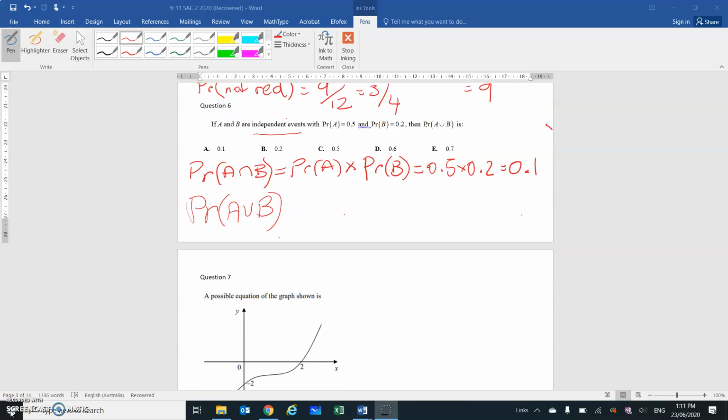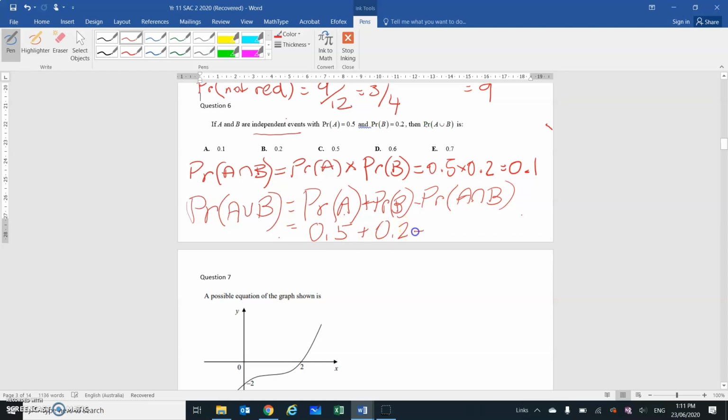So the probability of A union B, you may recall, is equal to the probability of A plus the probability of B minus the intersection, because you can't count it twice. And now you just sub that in. So probability of A we know is 0.5. Probability of B we know is 0.2. Minus the intersection, which you just found before, which was 0.1. And you get 0.6, which is option D.